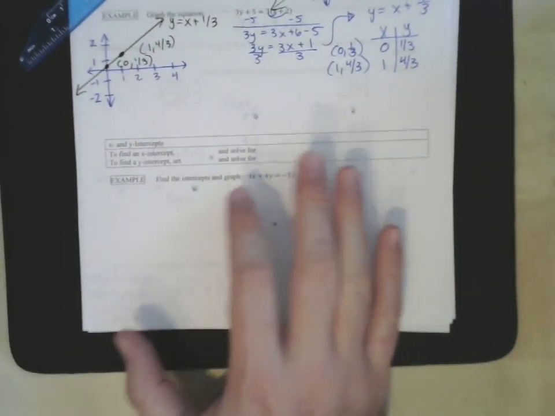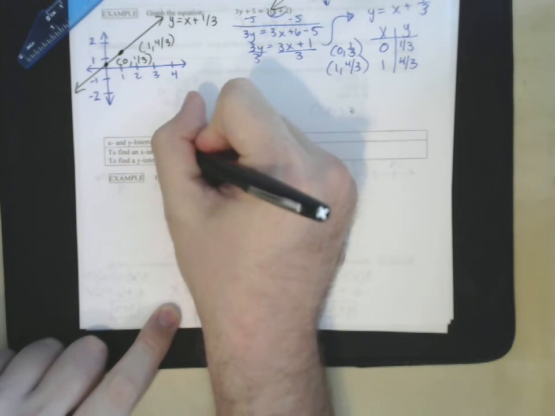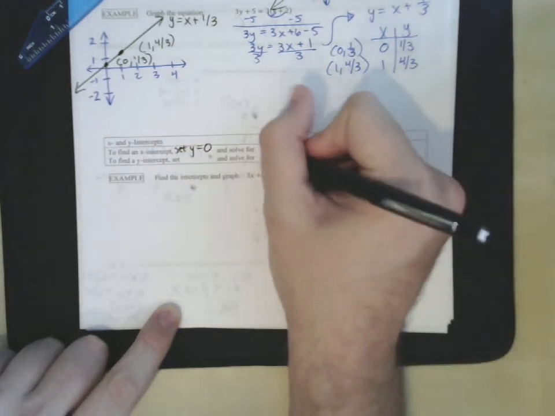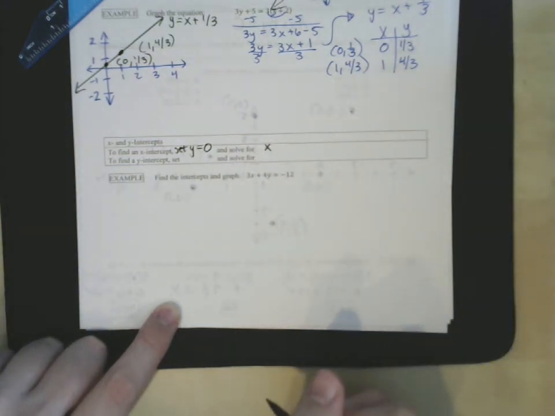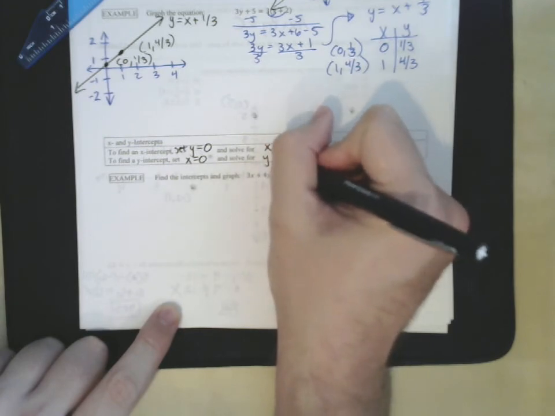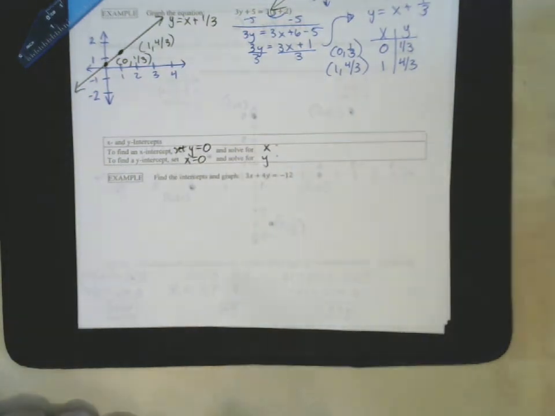So the last part of this section is just a few more definitions. So x and y intercepts. These are where the line crosses the x and y axis. To find an x-intercept, we set y equal to 0 and we solve for x. To find a y-intercept, we set x equal to 0 and we solve for y. So kind of opposites, but very, very similar procedures. So we're going to do that in this last example.